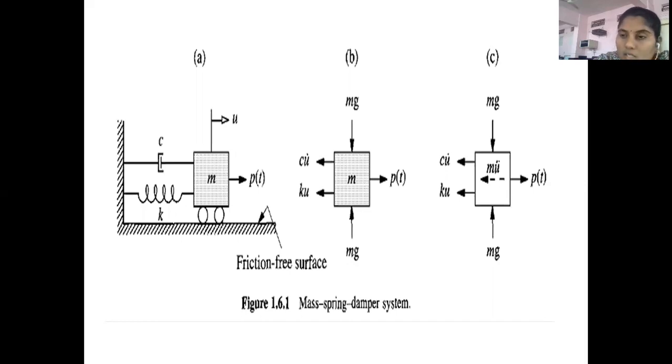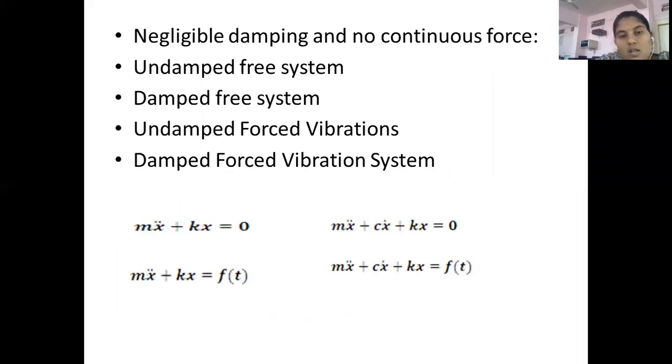If the system is undamped, then C will be equal to 0. In this way, you have to understand what type of equation we have to use for the solution of the equation. Okay, so now we'll move towards the next point.